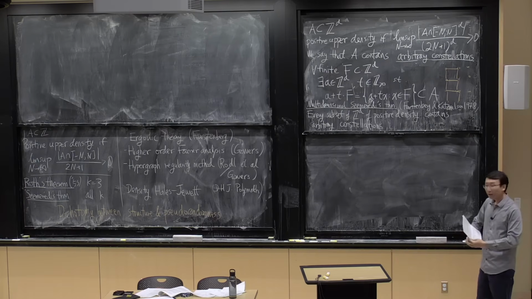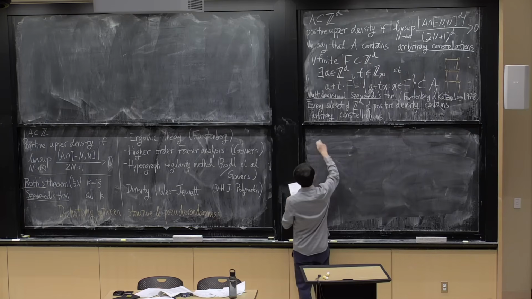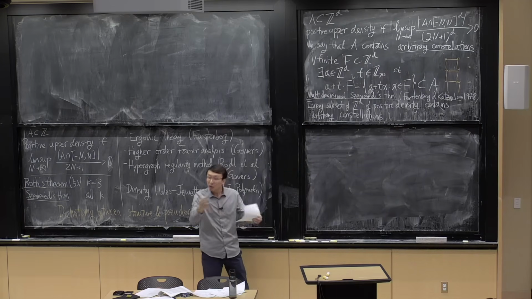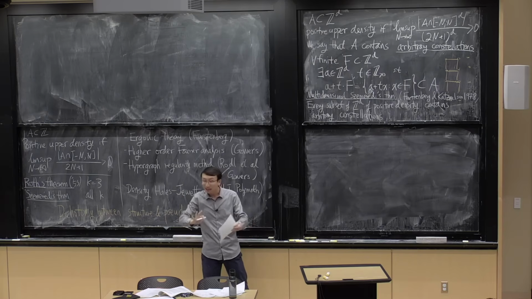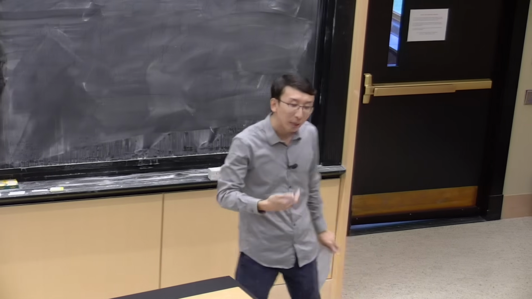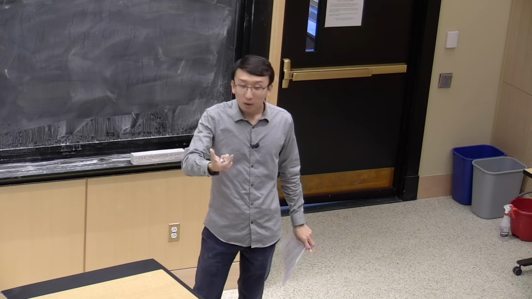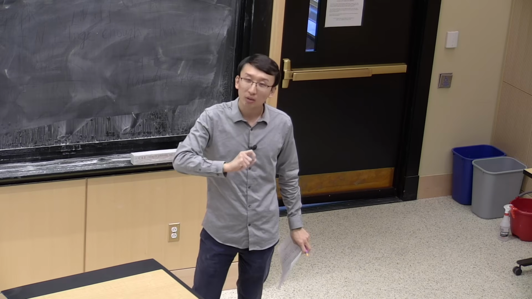Let's look at other generalizations. So far, we are looking at linear patterns, that is, linear dilations and translations. But what about polynomial patterns? Here's a question. Suppose I give you a dense subset, a positive density subset of integers. Can you find two numbers whose difference is a perfect square?